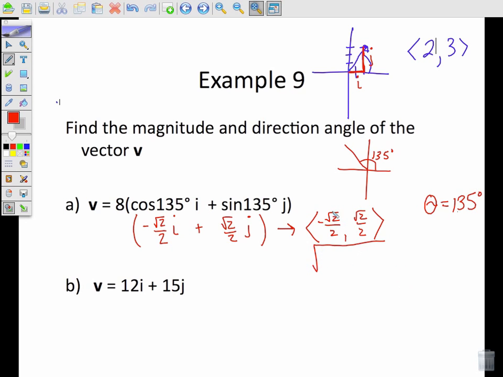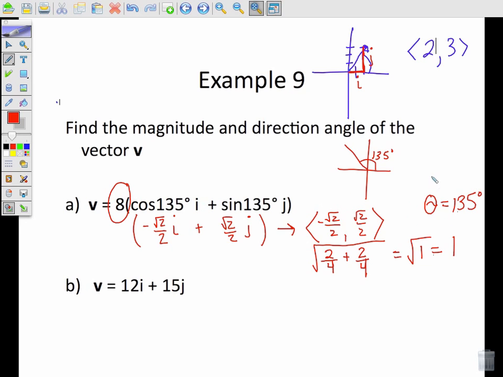If I square the first one, I get a positive 2/4, plus, if I square the second one, I get a positive 2/4. This is equal to the square root of 4/4, which is the square root of 1, which is 1. So the magnitude of this vector is 1, and then the 8 out in front is going to affect the magnitude. So 8 times the 1 is 8.